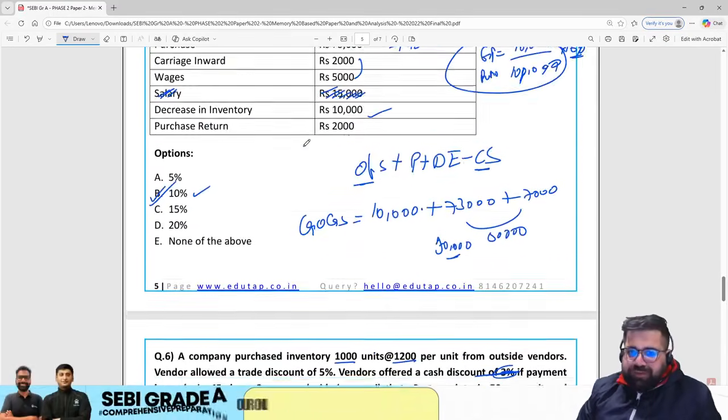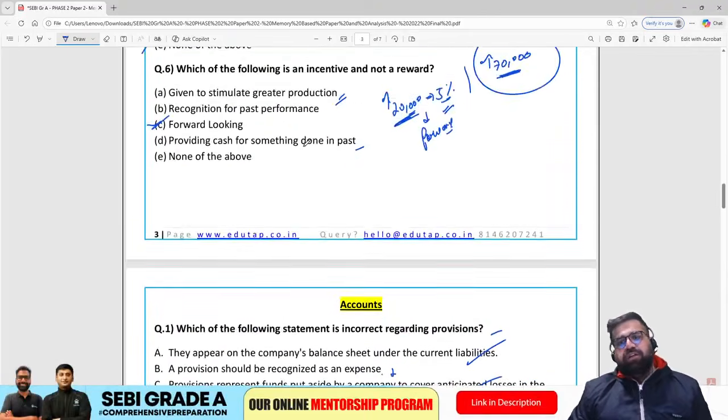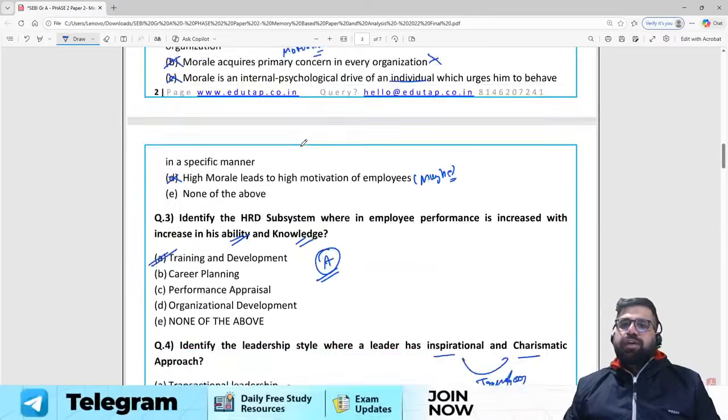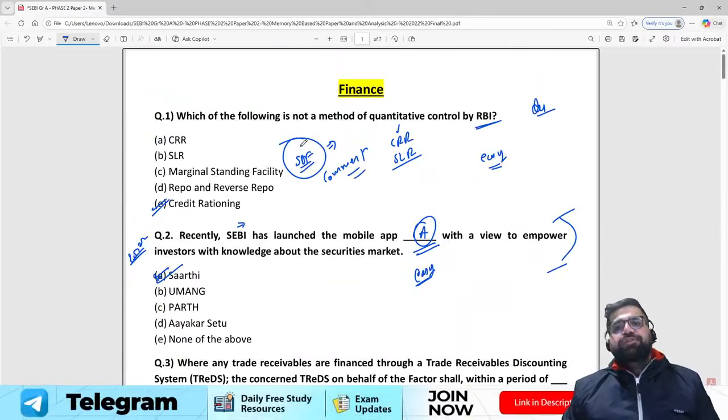Right? So if you see, my friends, all the questions we have solved so far, in accounts also it is logical and you could have scored good. In management also, with some practice you can do well.